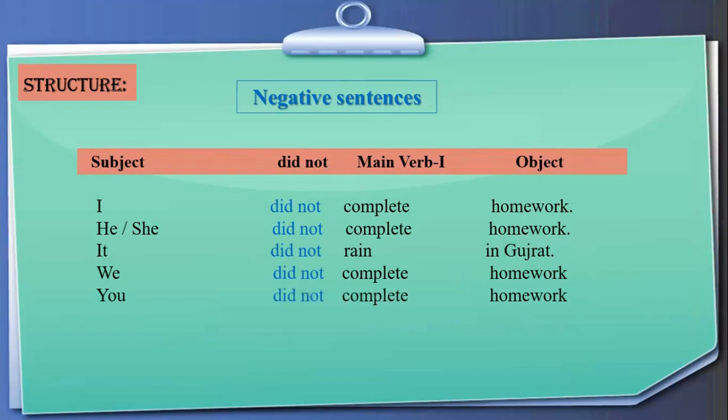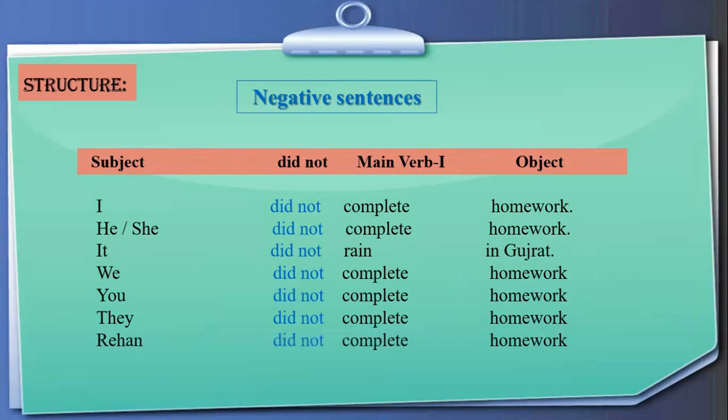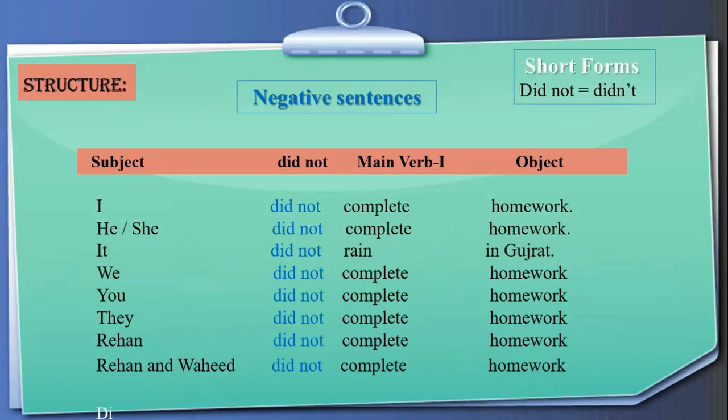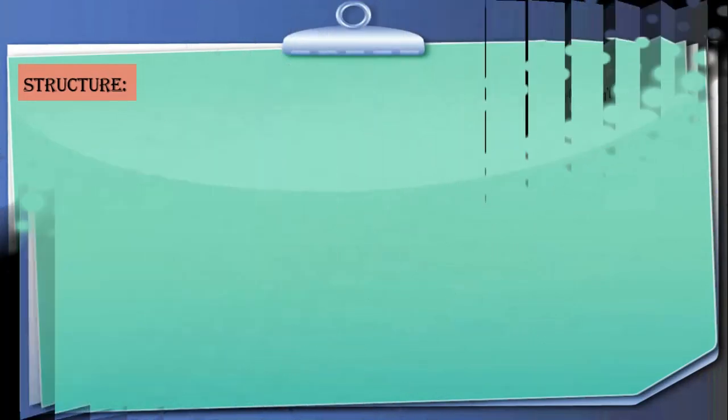You did not complete homework. They did not complete homework. Rehan did not complete homework. Rehan and Wahid did not complete homework. So this is the way we change affirmative to negative. We use the first form of the main verb, complete, but we put did not in all the negative sentences. The short form of did not is didn't, which we usually use in sentences.